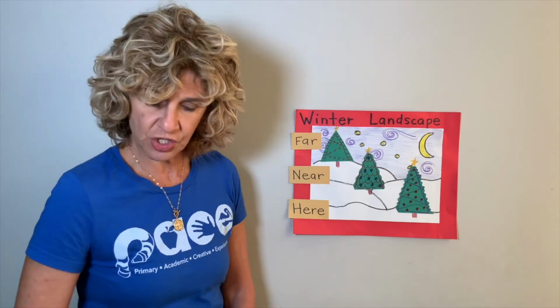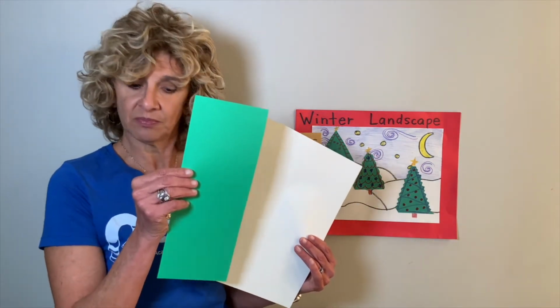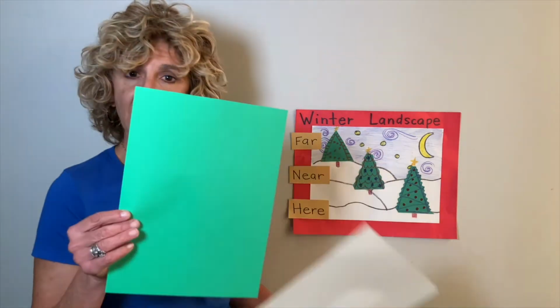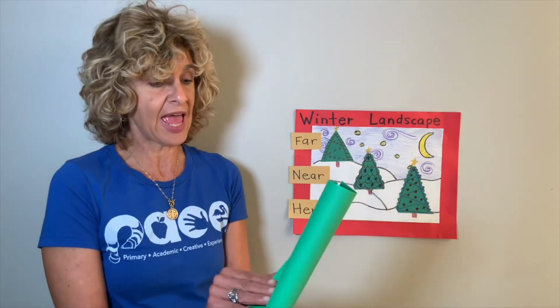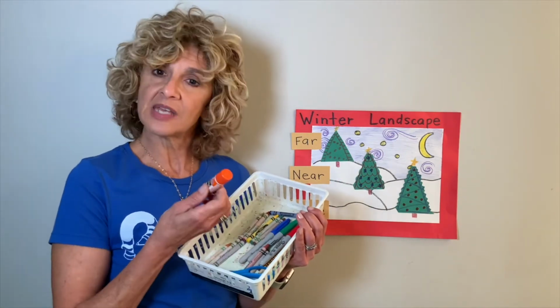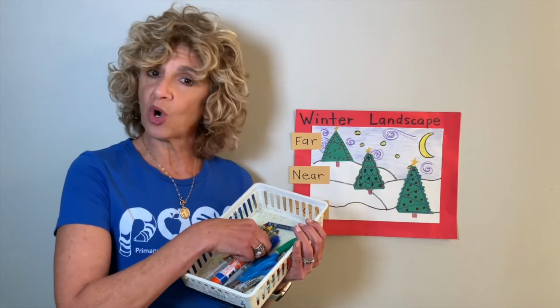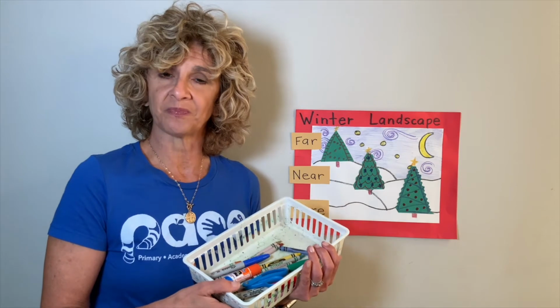The supplies you're going to need are a white piece of paper and a half sheet of green paper. If you only have this size, you can just fold it in half and cut because you only need half. You need your crayons, something to glue with, and some scissors. If you happen to have markers, those are optional as well.